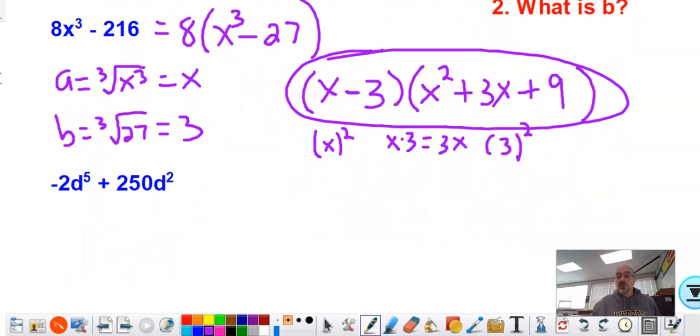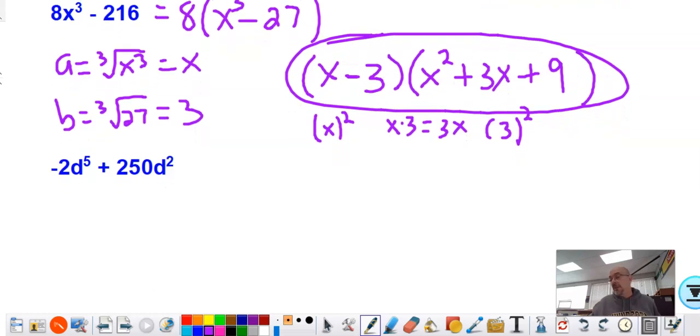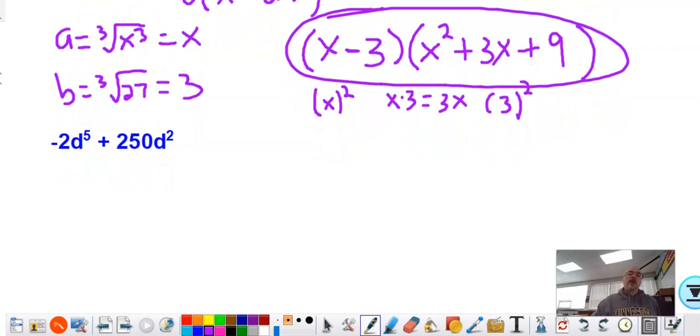All right, this next one, I notice it starts with a negative 2d to the 5th. Well, I know negative 2 is definitely not a perfect cube. So it looks like I'm going to pull out a negative 2. I want to get rid of the negative in front. So when I do that, let's go with green. When I pull out that negative 2, and it looks like I can pull out a d squared, what am I left with?